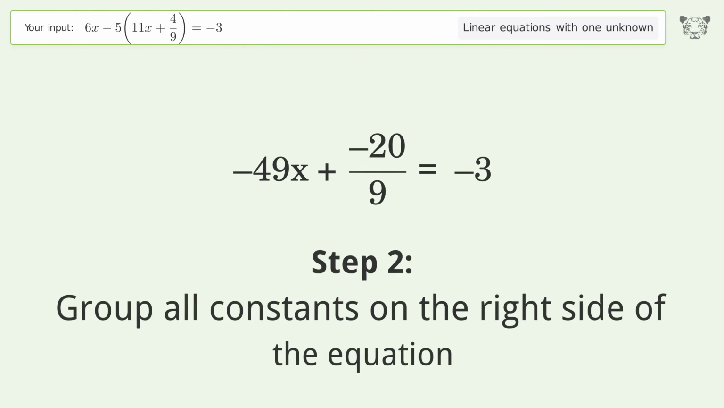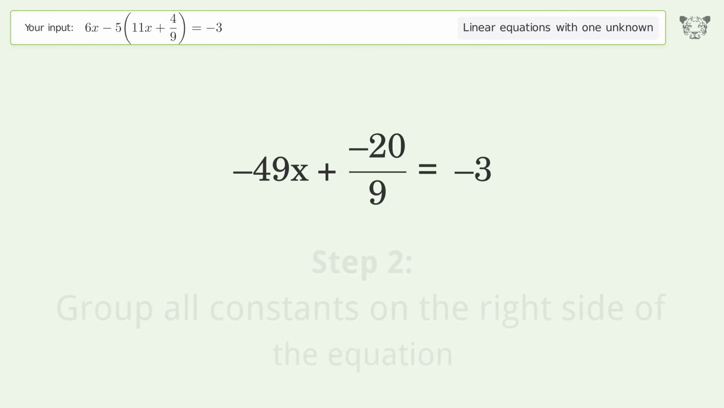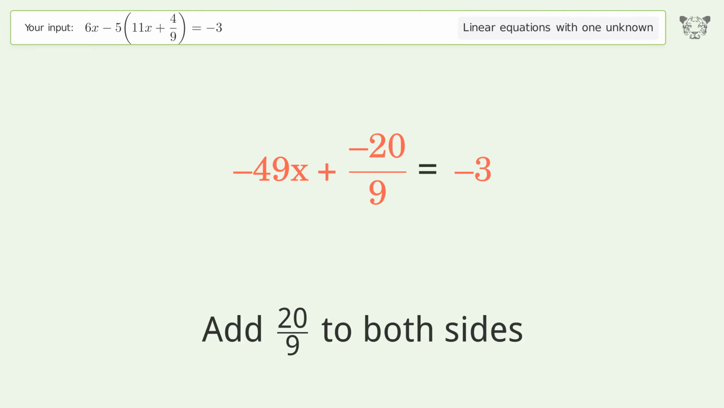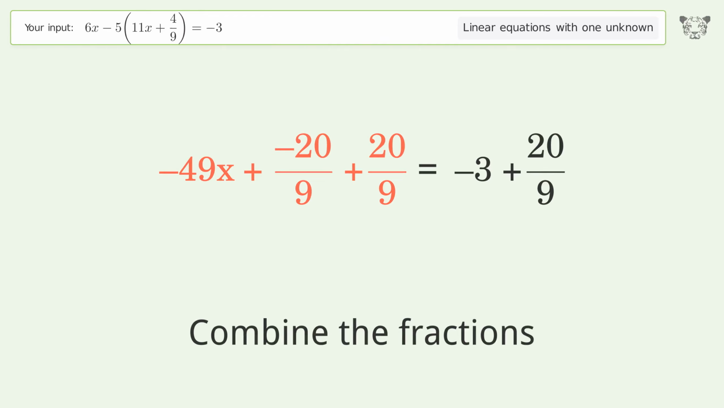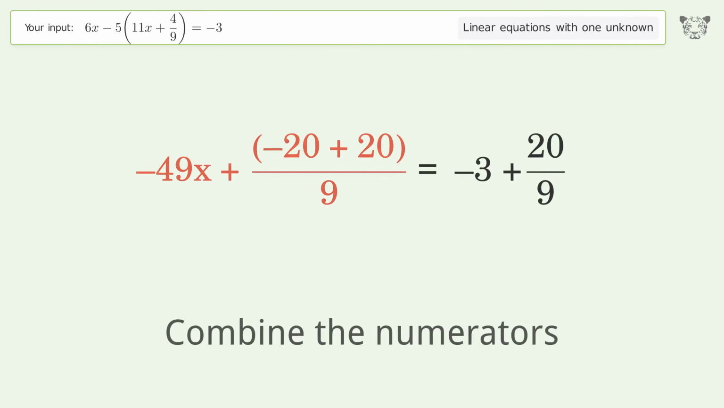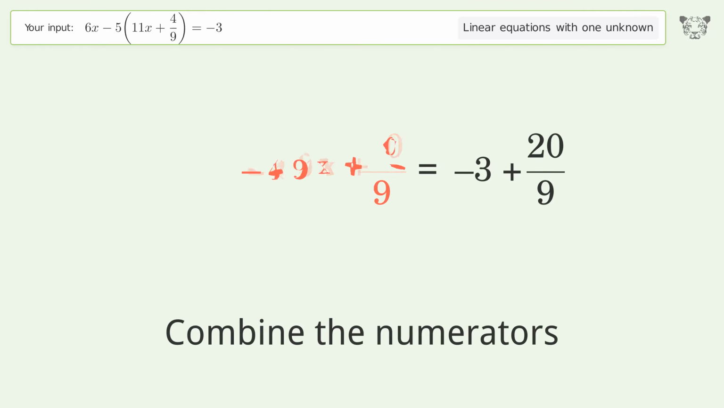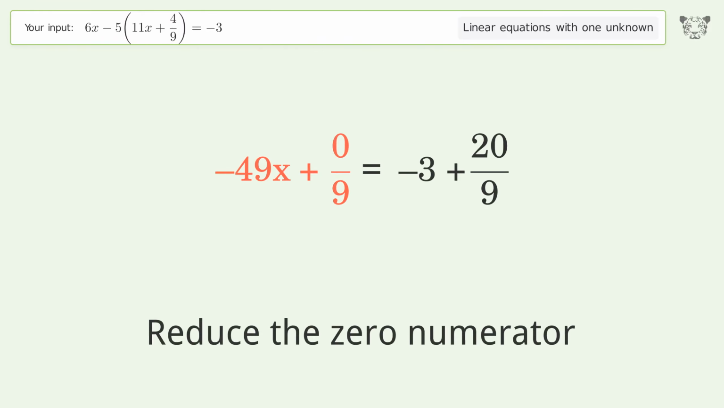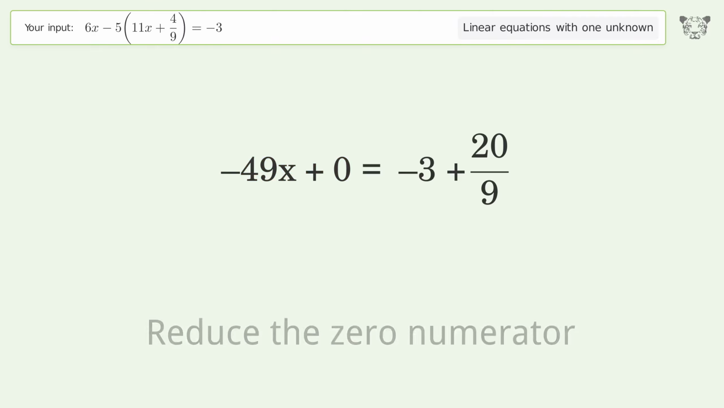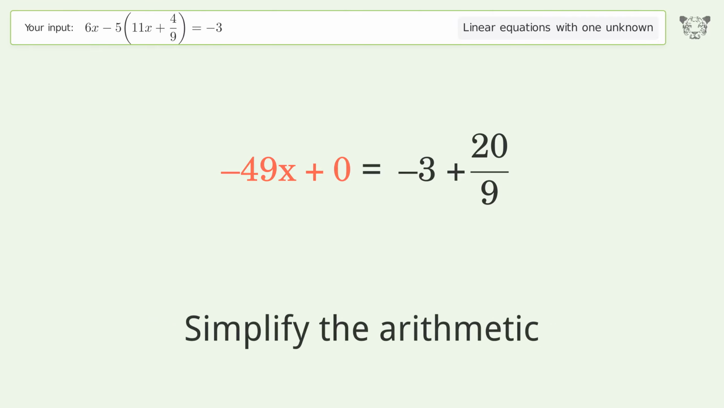Group all constants on the right side of the equation. Add 20 over 9 to both sides. Combine the fractions. Combine the numerators. Reduce the zero numerator. Simplify the arithmetic.